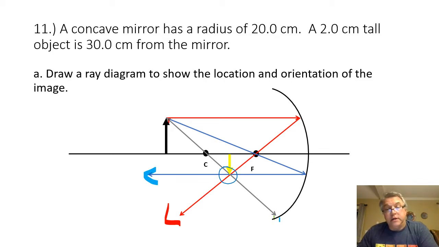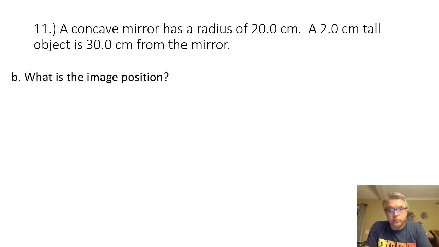Inverted just means that it's upside down, and it's real because my reflected rays actually go through this point where the image is located, or where the image appears to be. So the reflected rays actually travel through that point. That's what causes that to be a real image.